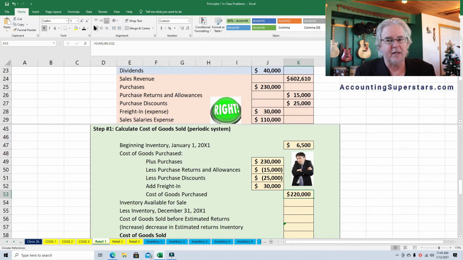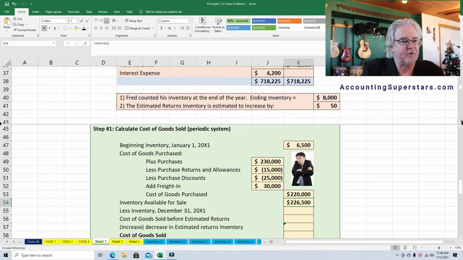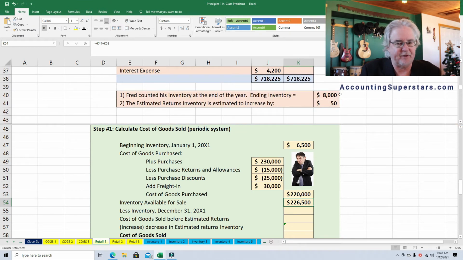$220,000 is our net purchases. Inventory available for sale, easy. All we do is take our beginning inventory plus what we purchased, and there you have it, $226,500. Less ending inventory. Now we need to know our ending inventory, and we can get that from the extra information down here. So when you're doing these problems out of your textbook and for your homework, be looking for that. That's your ending inventory. So we have to subtract our ending inventory.